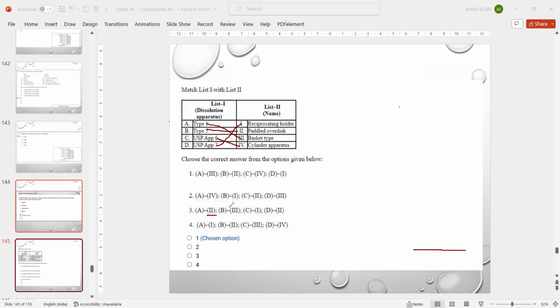Okay. A3, then B2, then C4 and the D1. So option 1 is correct, right? Yes, very good, Vivek. Yes, very good, very good. Yes, the first option is correct. Okay.